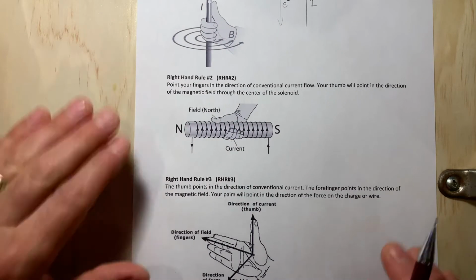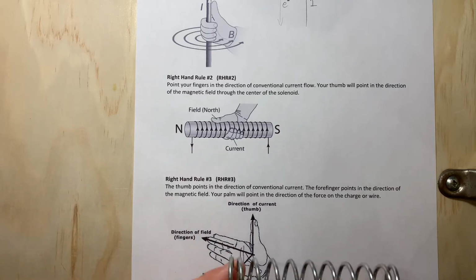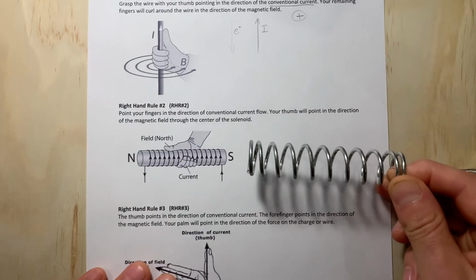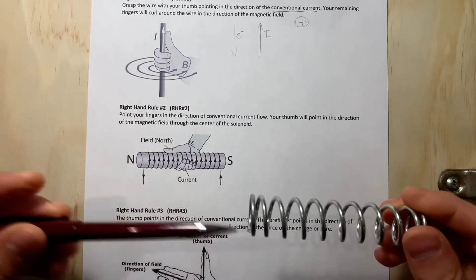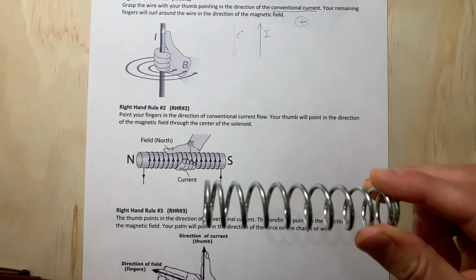Right-hand rule number 2 is for solenoids. A solenoid is basically like a slinky. I couldn't find my slinky; all I could find around my house was a spring. But if you took some wire and wrapped it around something, let's say my pen, what I've got is what's called a solenoid.